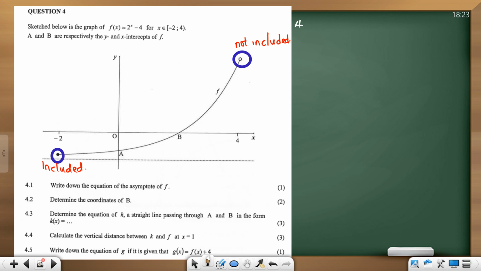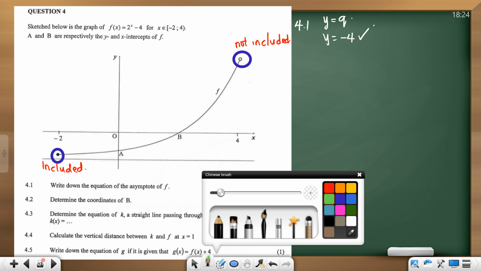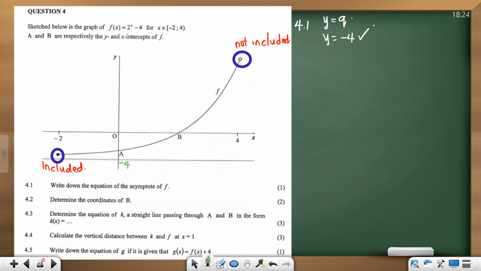Write down the equation of the asymptote. An exponential function has only one asymptote, which is a horizontal what? y is equal to what? y equals negative 4, that you see there. That negative 4, this point. Your graph cannot go below that point.